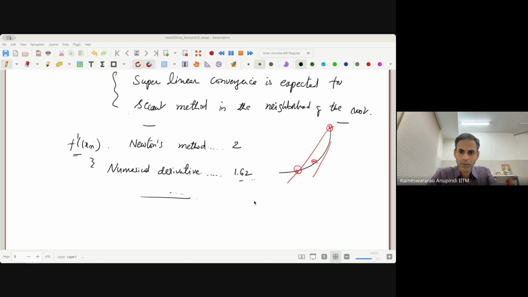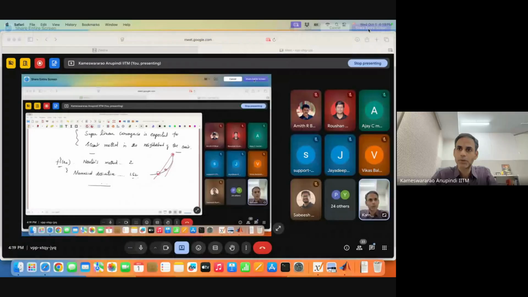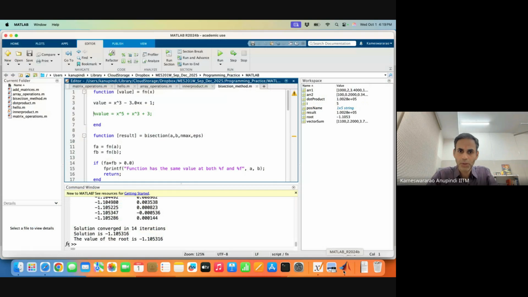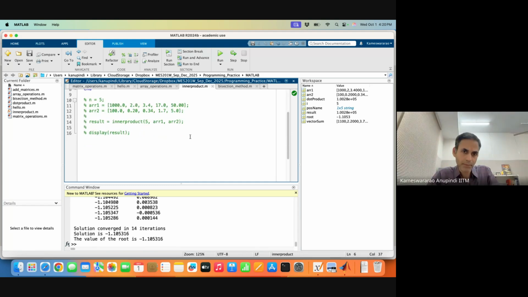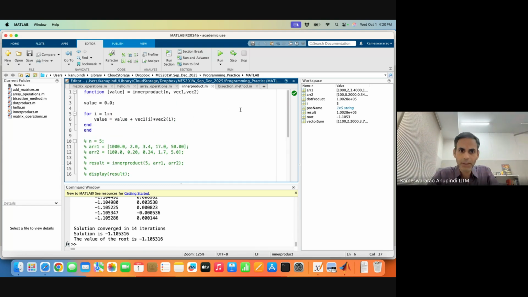Let me share the screen. Okay. Now, do you see the MATLAB console? Yes, sir. Okay. Is this okay, or should I make it bigger? Is the font okay?